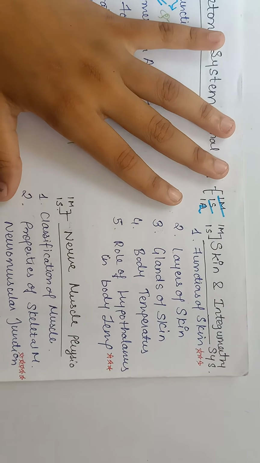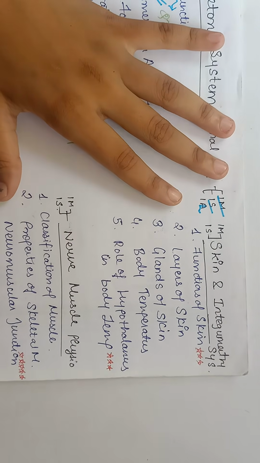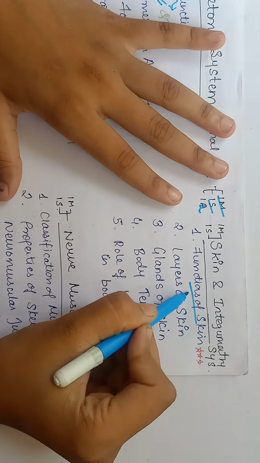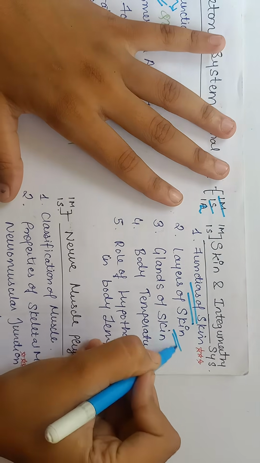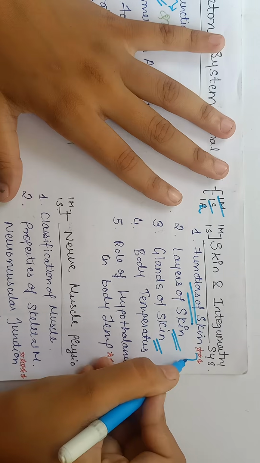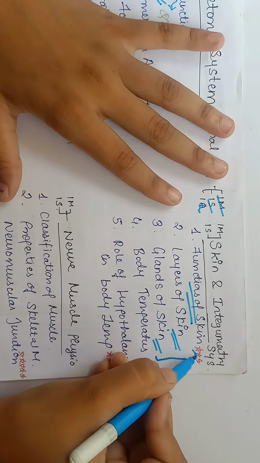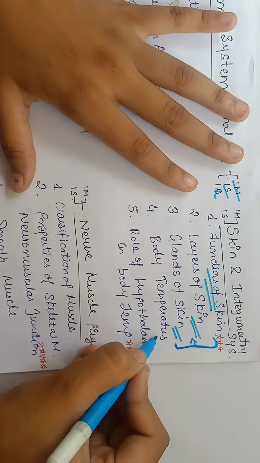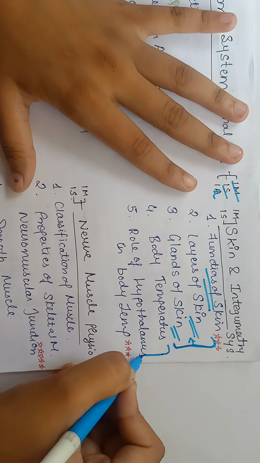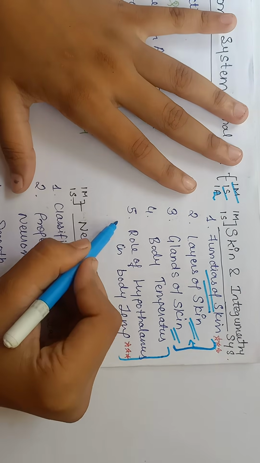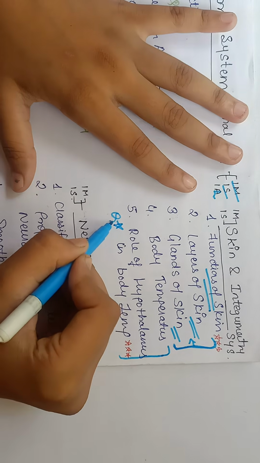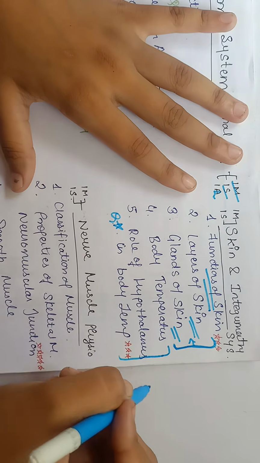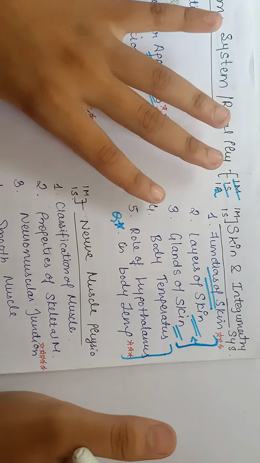Then from skin and body temperature, the integumentary system, functions of skin is important, layers of skin, glands of skin. These are the types of questions which can be asked from skin. Then body temperature, they can ask directly the body temperature, or they can ask the very important famous question, their favorite, role of hypothalamus in body temperature.